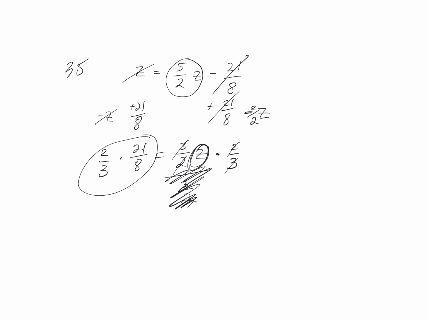Now, I'm not going to multiply them together because I can simplify. 2 divided by 2 is 1, 8 divided by 2 is 4, 3 divided by 3 is 1, 21 divided by 3 is 7. So I'm left with 7 over 4. My answer is simply 7/4.